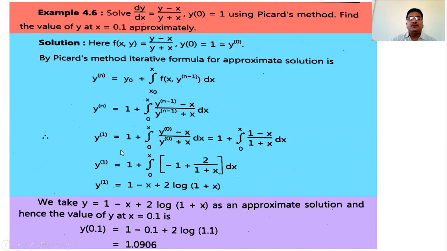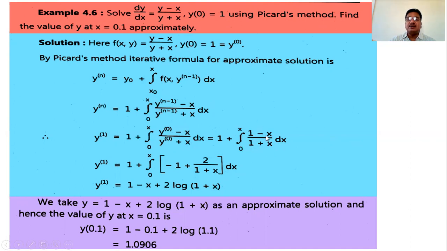Then substitute n equal to 1. Then we get y1 is equal to 1 plus integration 0 to x, y0 minus x divided by y0 plus x. And what is y0? y0 is 1, because y is 1 if x is 0. That is, y0 is 1 and x0 is 0. So integration 0 to x, 1 minus x divided by 1 plus x.